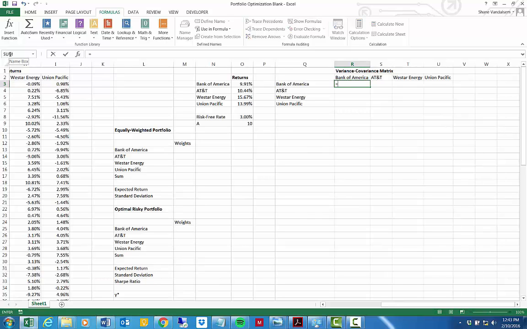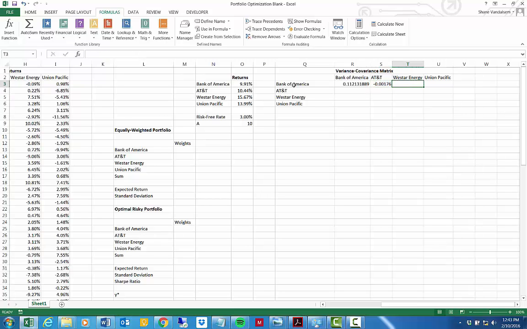To do this, I'm going to put in equals COVAR for covariance. In this case, we're actually calculating the variance, but just to be consistent, we'll use the same command in each one. COVAR, here it's going to be BAC return, BAC return. And to get the annual covariance, I'm going to multiply by 12. Okay. For the next cell over, I'm going to put in equals COVAR BAC return, AT&T return, multiplied by 12.